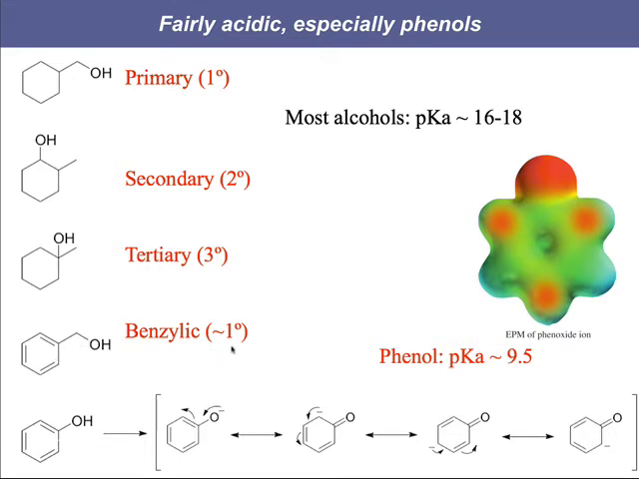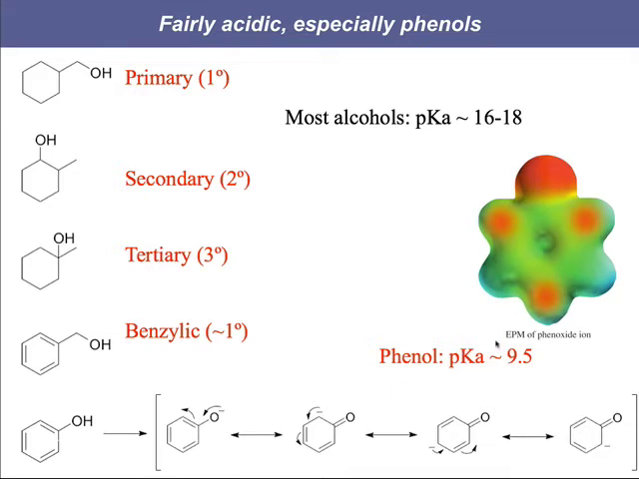Now, phenol is a special alcohol. This is phenol. It's basically a benzene ring with an OH directly attached to it. Sometimes it's called phenyl alcohol, PHENYL. We learned about phenyl groups in the alkenes chapter. It is much more acidic than other alcohols, about 1,000,000 times more acidic, with a pKa of about 9.5.